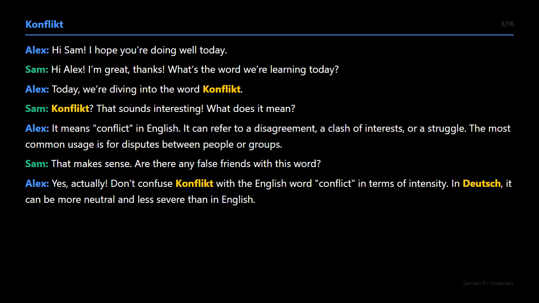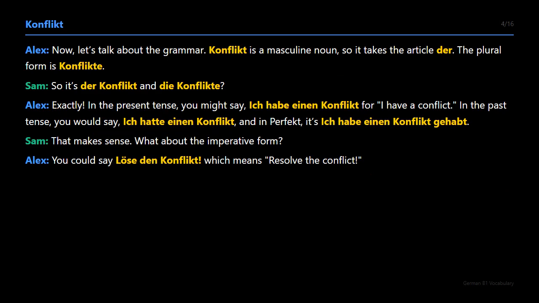Now, let's talk about the grammar. Konflikt is a masculine noun, so it takes the article Der. The plural form is Konflikte. So it's Der Konflikt and Die Konflikte.